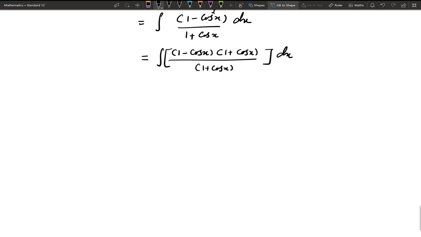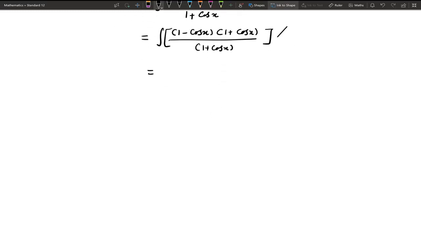Now we can simplify. So this is nothing but 1 minus cos x dx. Now we can integrate term wise: 1 dx minus integration cos x dx.